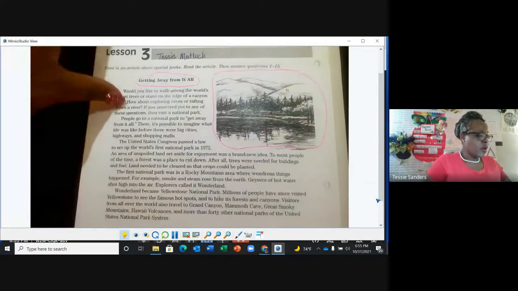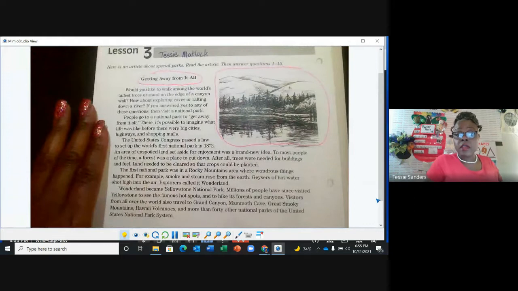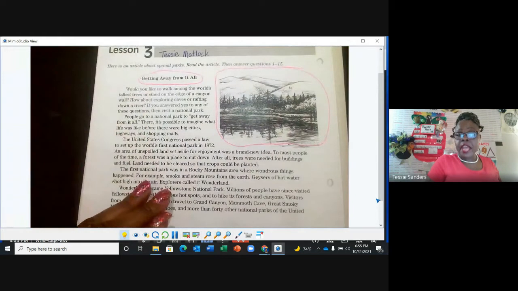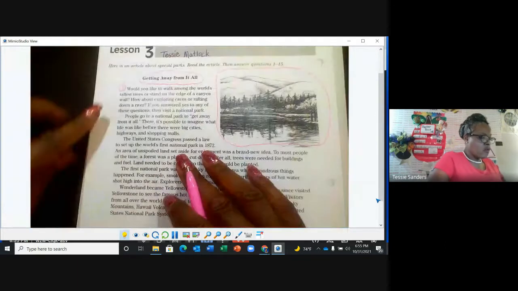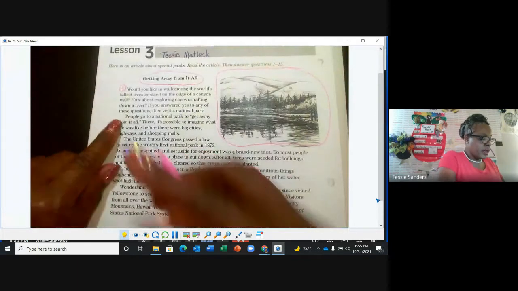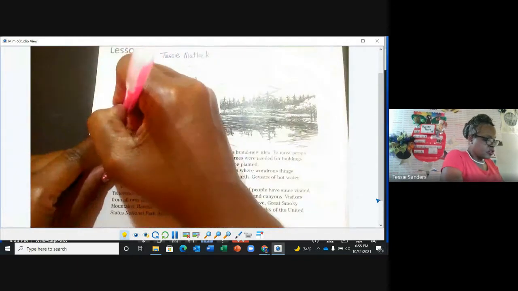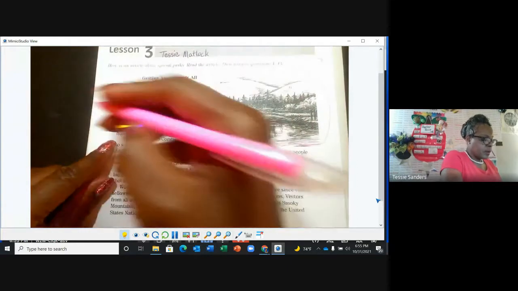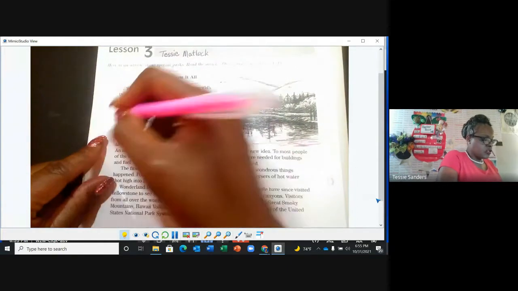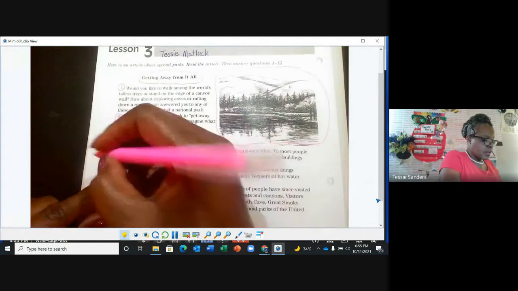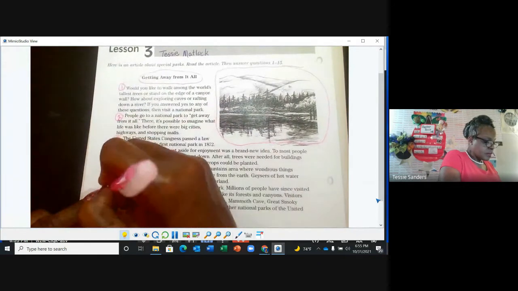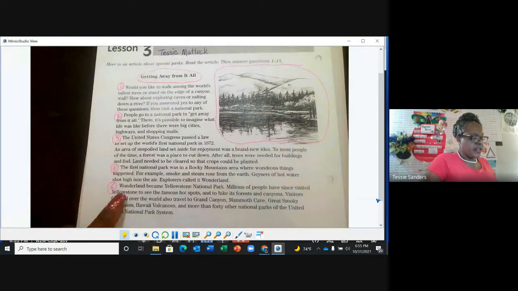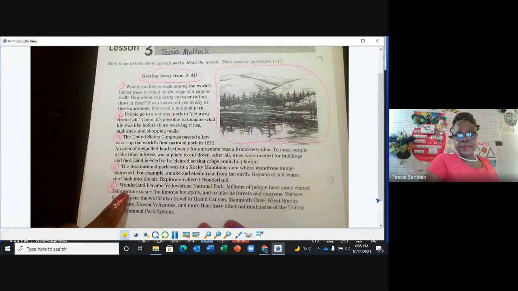Now, let's go ahead and take care of the business of numbering our paragraphs. Paragraph 1 starts with wood. Paragraph 2 starts with people. Paragraph 3 starts with the. Paragraph 4 starts with the. Paragraph 5 starts with Wonderland.